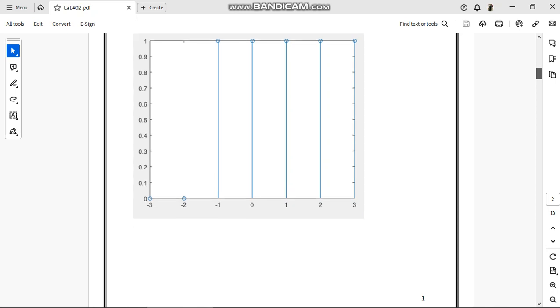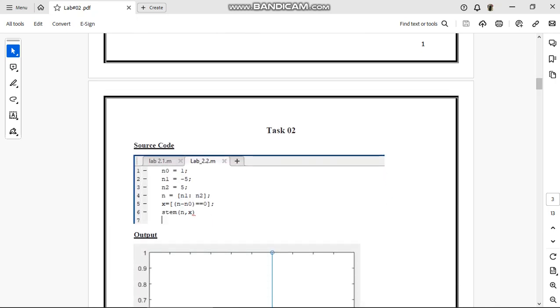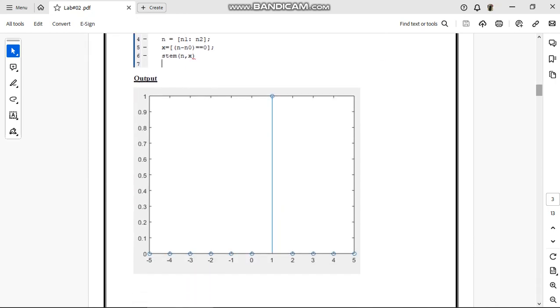Now moving on to task 2. Task 2 is the same as task 1. In this just the values are being changed. At N0 we had defined the value of the axis, which is 1. N1 and N2 are the limits. Then again we have defined the value of the index and then used the stem command to plot the following signal. In output you can clearly see that the limits are from -5 to 5.